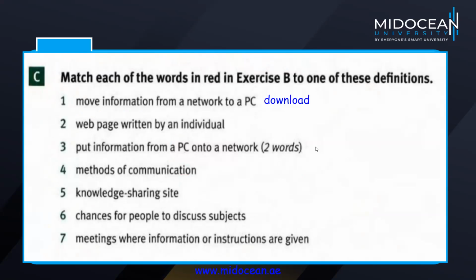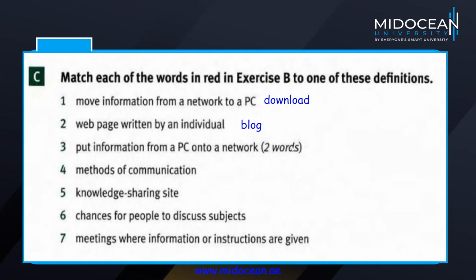Number two, web page written by an individual. Individual means one person. When I create a blog for myself, we call it a blog. So it's a blog.